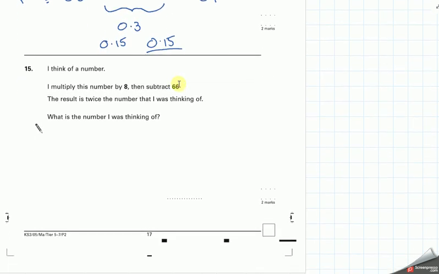Question 15. Think of a number. I multiply the number by 8 and subtract 66. The result is twice the number I was thinking of. What was the number I was thinking of? So I think of a number n, I multiply it by 8, so that's 8n, then I subtract 66. The result is twice the number I was thinking of, so that's 2n. These two things are the same, so we can create an equation: 8n minus 66 equals 2n.